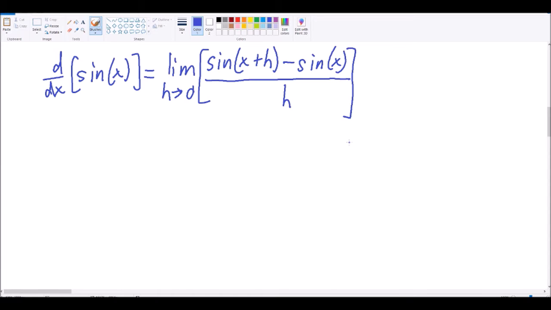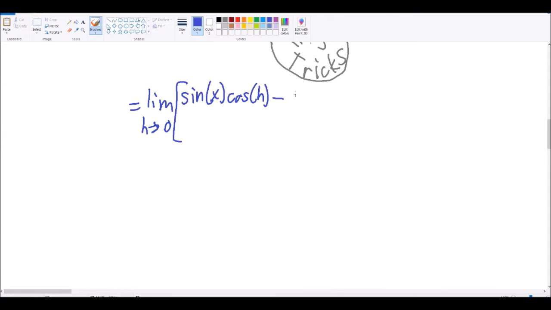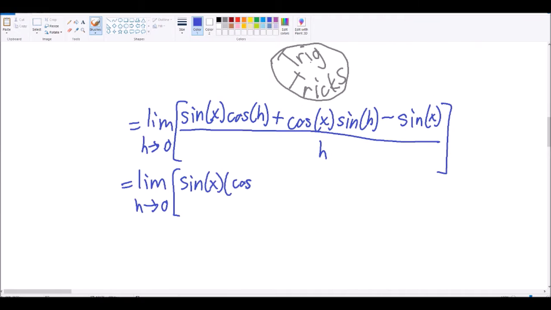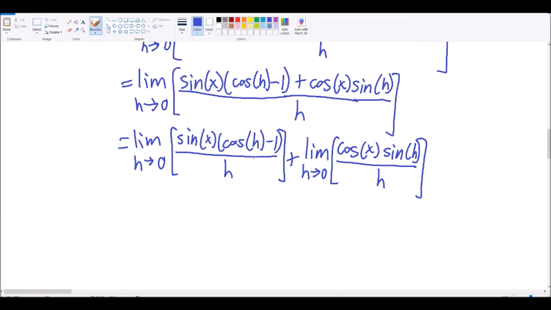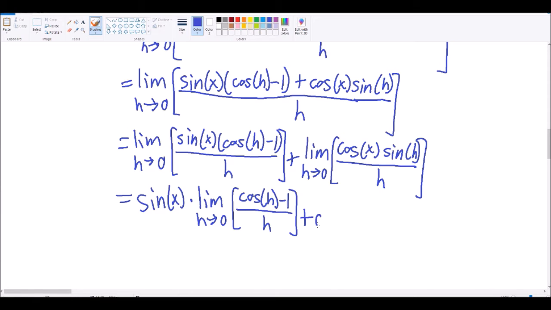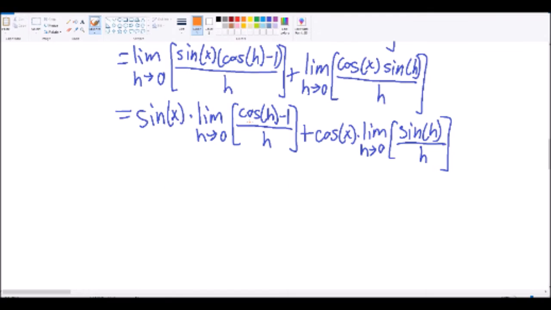Well, it looks like it's time for Trig Tricks! We can use the angle addition trick to deal with the sine of x plus h part. And now we can split the fraction and the limit across the addition. Now in both limits, only h is considered, so we can move the sine of x and cosine of x parts outside their limits. Oh boy, these limits are unruly, and there's no big brain way to solve them yet.